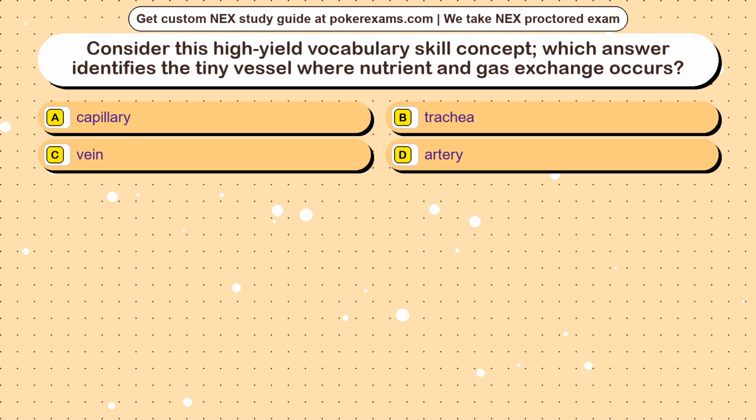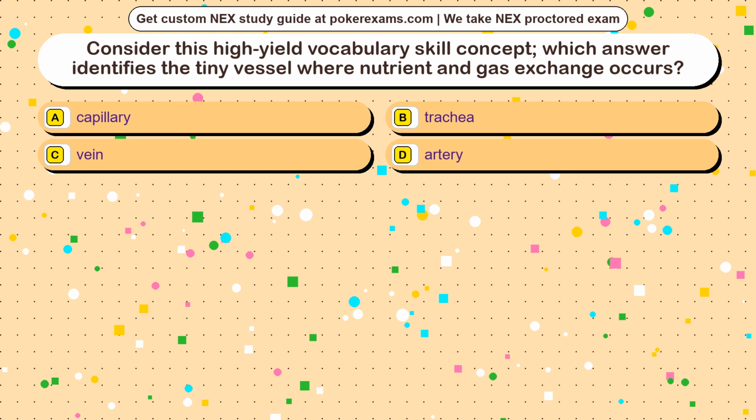Question 18. Consider this high-yield vocabulary skill concept, which answer identifies the tiny vessel where nutrient and gas exchange occurs? Option A, capillary. Option B, a trachea. Option C, a vein. Option D, artery.